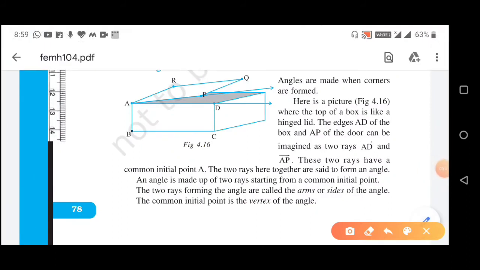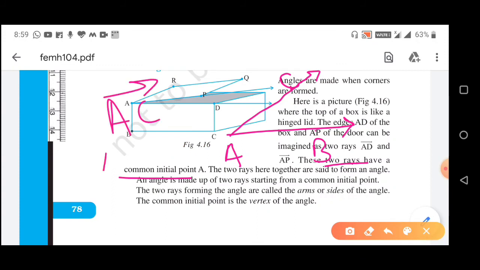Angles we can make by using 2 rays, and the 2 rays will have a common initial point. So suppose we draw a ray AB, and another ray AC, then these 2 rays have a common initial point, which is A. So here we can make an angle like this.